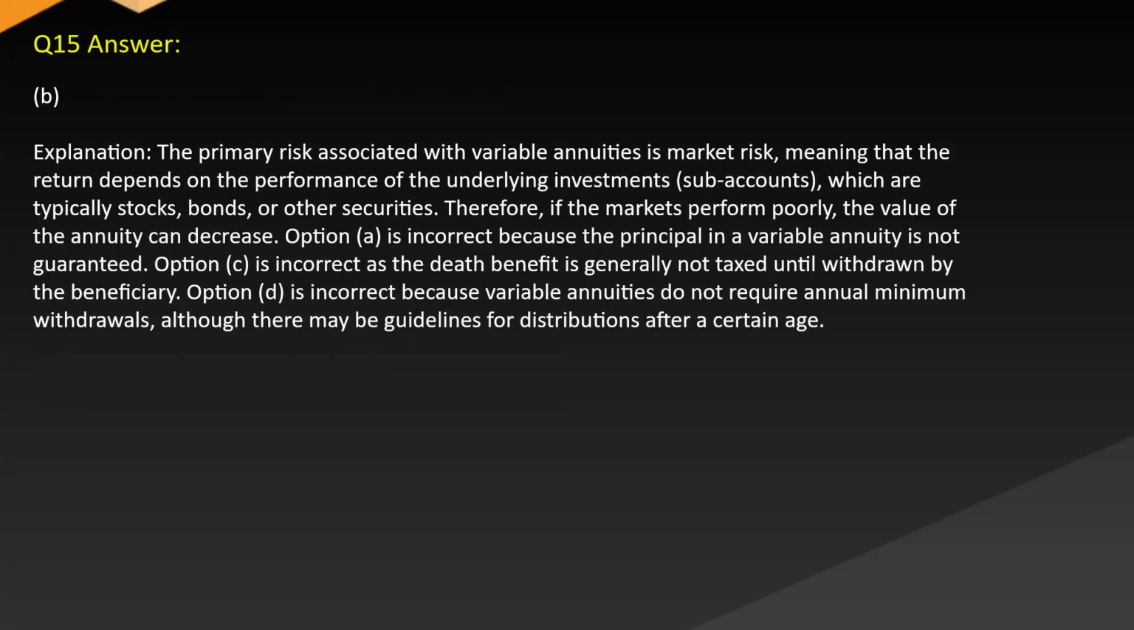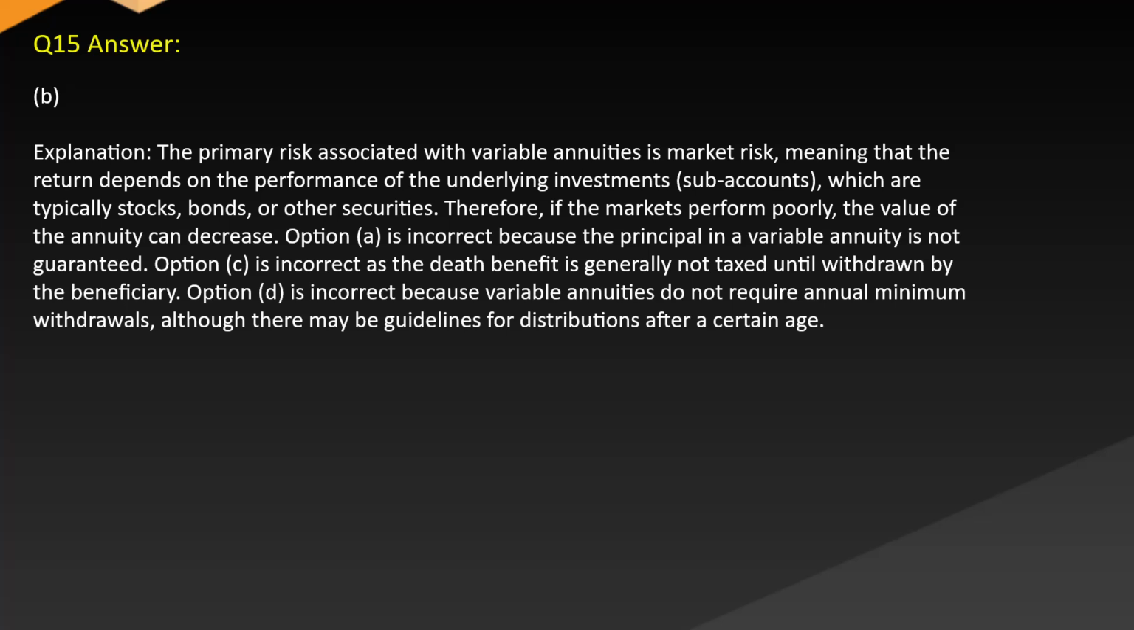Answer B. Explanation. The primary risk associated with variable annuities is market risk, meaning that the return depends on the performance of the underlying investment subaccounts, which are typically stocks, bonds, or other securities. Therefore, if the markets perform poorly, the value of the annuity can decrease.